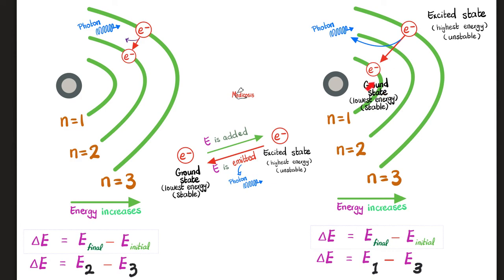When the electron is closer to the nucleus in the innermost shell, it's called the ground state, the lowest energy, the most stable. But when it absorbs energy and gets excited, it goes to a higher shell. We call this the excited state, higher energy, unstable. If I'm going from the ground state to the excited state, from low energy to high energy, energy is being added, positive delta E. However, if I'm going from excited state to the ground state, energy is leaving in the form of a photon. Energy is emitted, negative delta E.